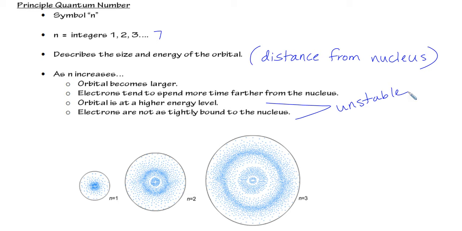So as the electrons are further and further from the nucleus, they're at a higher energy level. Higher energy is not stable. And they're also not as tightly bound to the nucleus. Opposite charges attract, but if you've got electrons that are really far from the positive nucleus, that attraction weakens. That leads to electrons that are vulnerable, electrons that may be removed from the atom at some point in time. So this n, the principal quantum number, is super easy. It just describes the energy level, the distance from the nucleus.